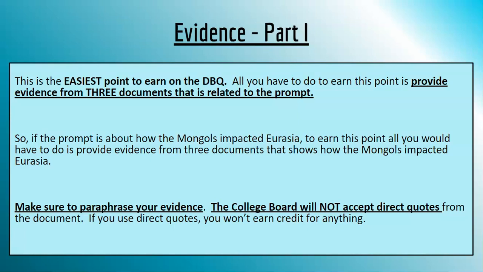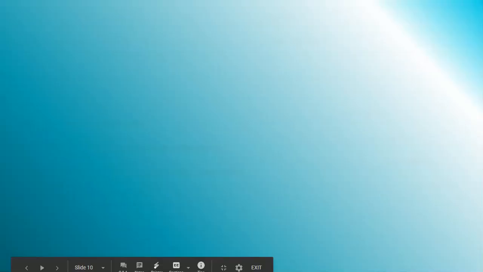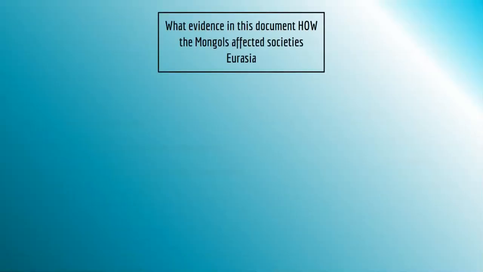Now, one key piece of advice. For AP World History in the DBQ, you must paraphrase your evidence. You cannot use direct quotes. If you use direct quotes from a document, AP will not give you credit. It must be paraphrased. I cannot stress that enough. It happens every single year where students write a really good DBQ, but they don't get points for evidence because they use direct quotes. Do not direct quote. So let me give you an example of what this looks like. So what evidence in this document shows how the Mongols affected society in Eurasia?